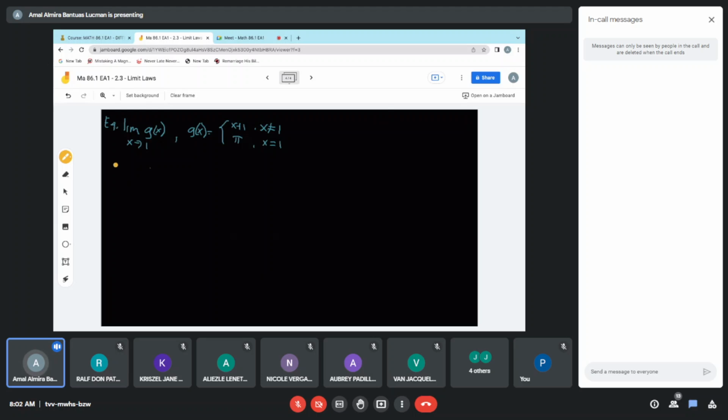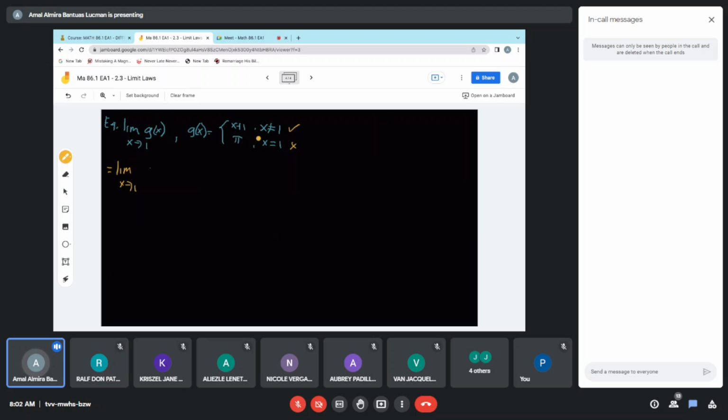So, which function are we going to use? That would be the limit as x approaches 1. We are going to use this function. Why? Because it says as x approaches 1. We cannot use this one. We are going to use this one because it says as x approaches 1. We are not going to use this function because this one is when x is equal to 1.